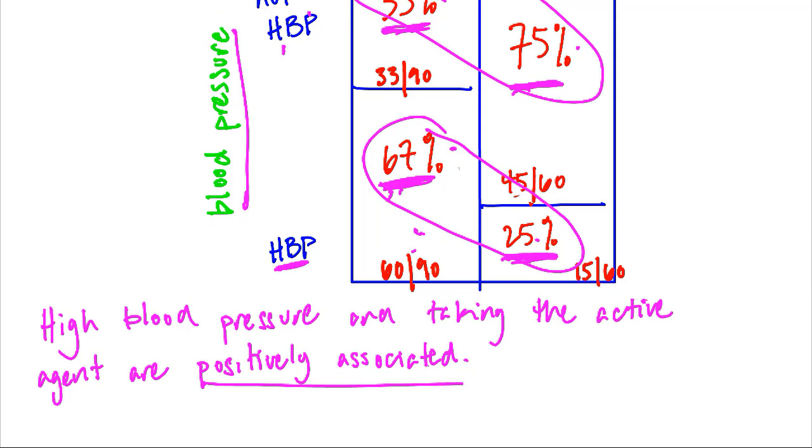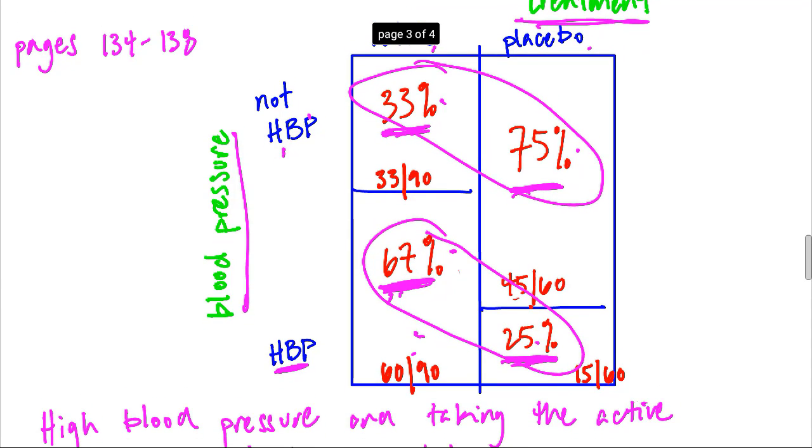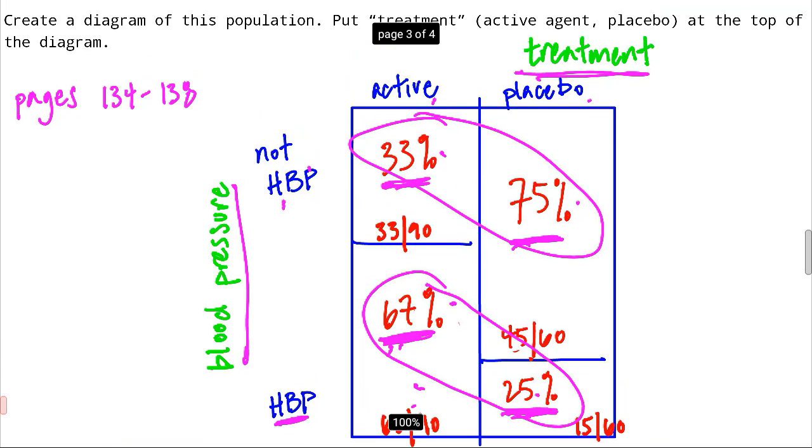Okay, then at the same time, high blood pressure and taking the placebo are negatively associated. When we look at these two proportions here, we see that high blood pressure has a tendency not to go with having taken the placebo as compared to having taken the active agent. So high blood pressure and placebo are negatively associated.